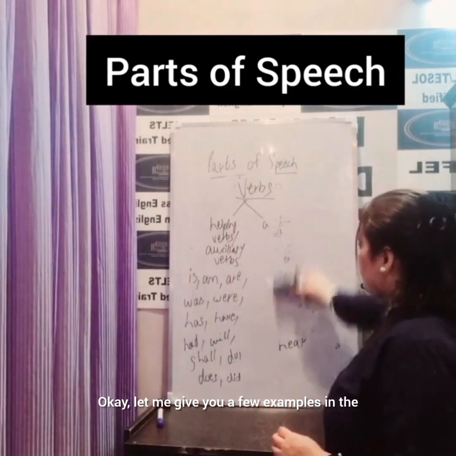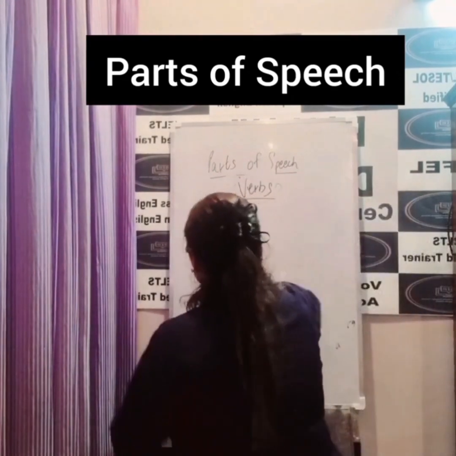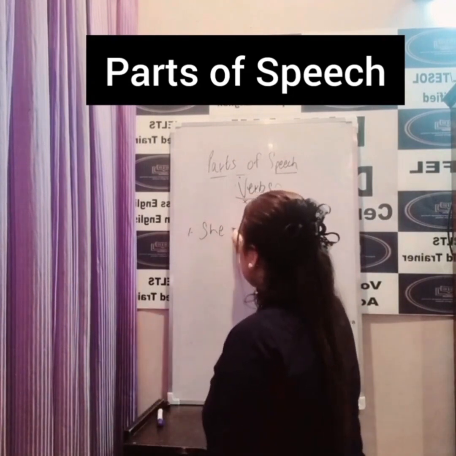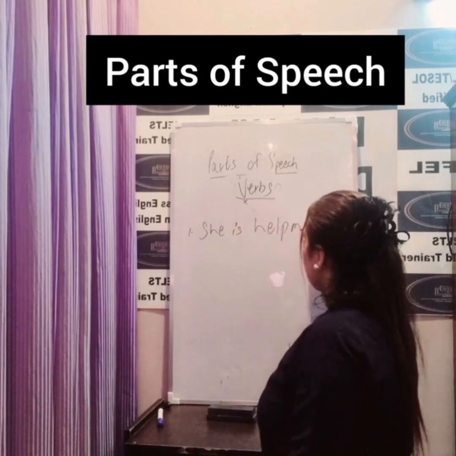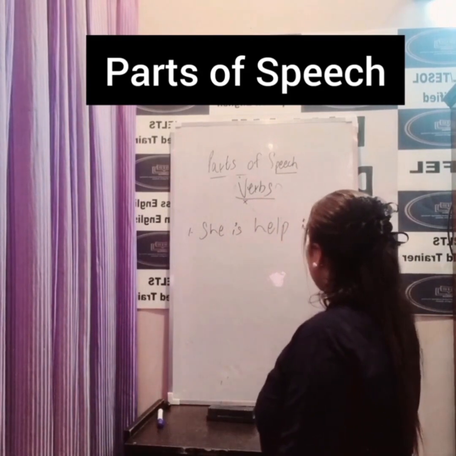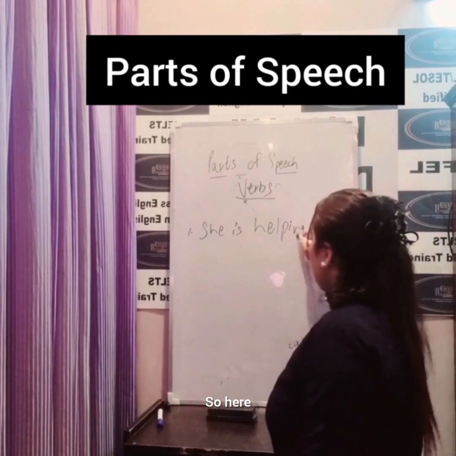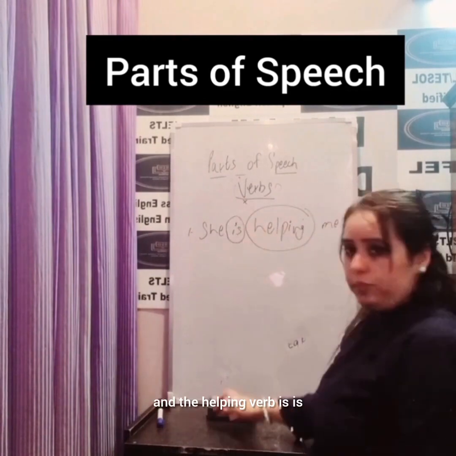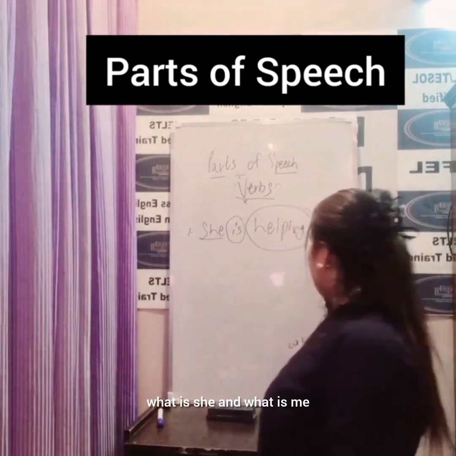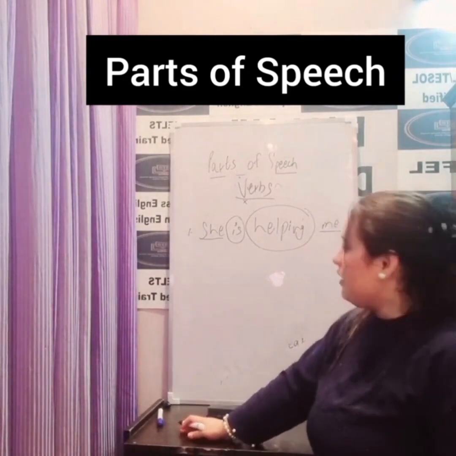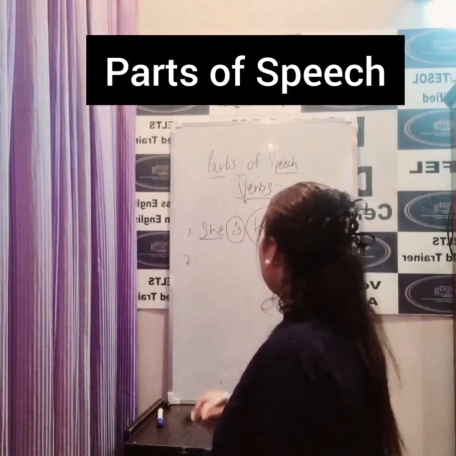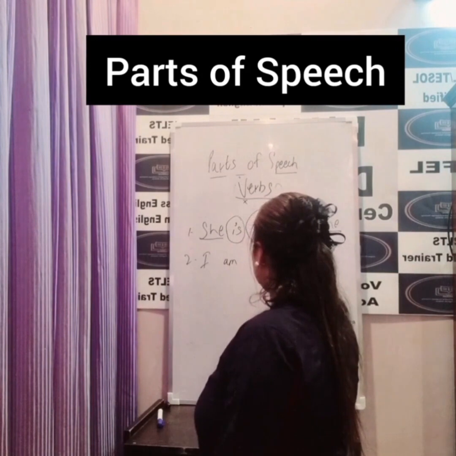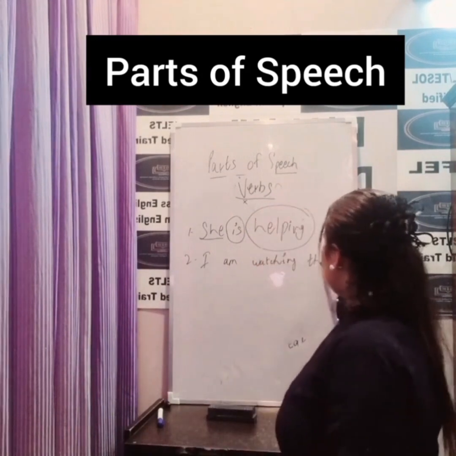Okay, let me give you a few examples of verbs in the form of sentences. The first sentence will be: She is helping me. So here, what is the verb? The verb is helping, the main verb, and the helping verb is "is". And tell me now, what is "she" and what is "me"? Yes, they are pronouns. Now, another example could be: I am watching the movie.